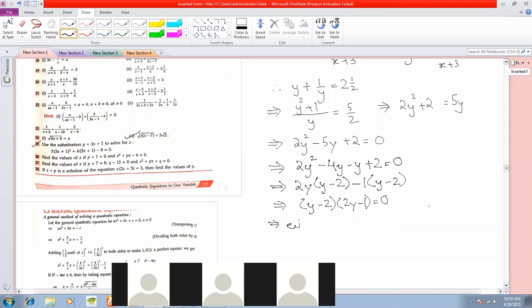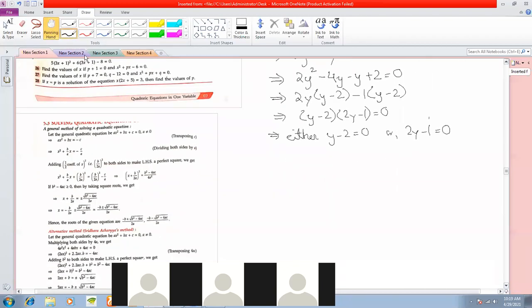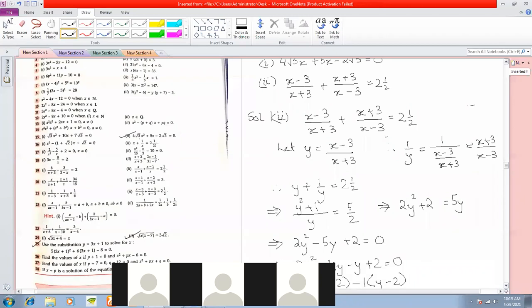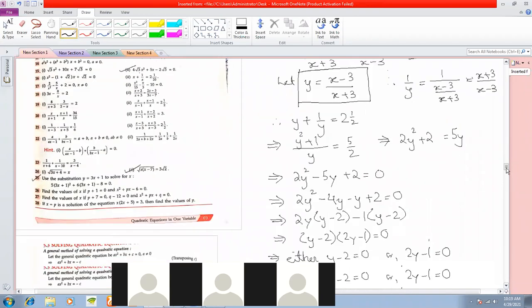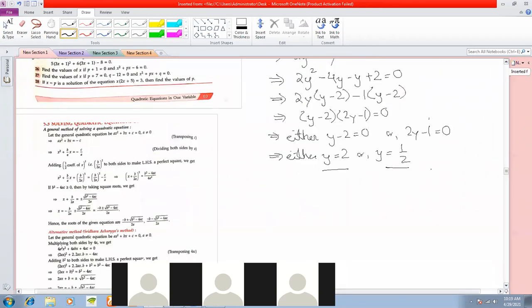That means you have either y - 2 = 0 or 2y - 1 = 0. Means you have either y = 2 or y = 1/2. Now you're getting two values of y. But what had we taken y as earlier? We had taken y as (x-3)/(x+3). And you are getting two values of y, y = 2 and y = 1/2. So we take two cases. Case 1 is when y = 2.